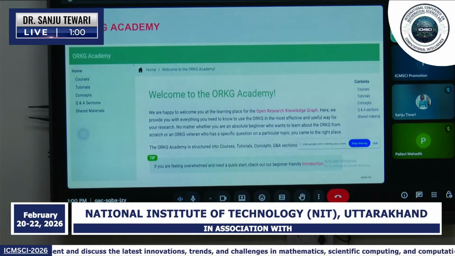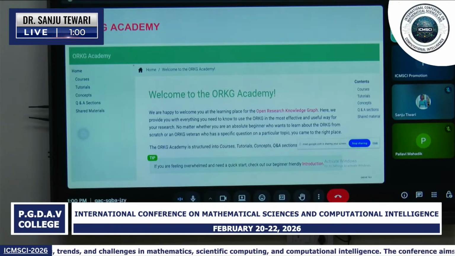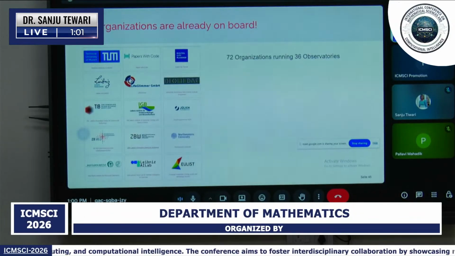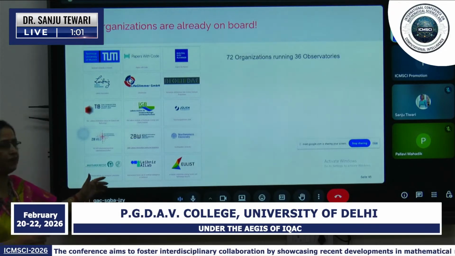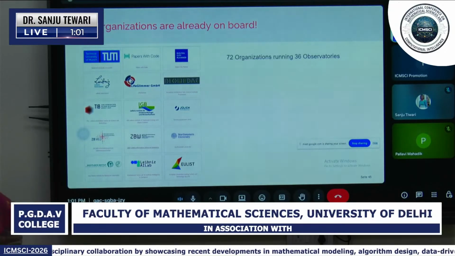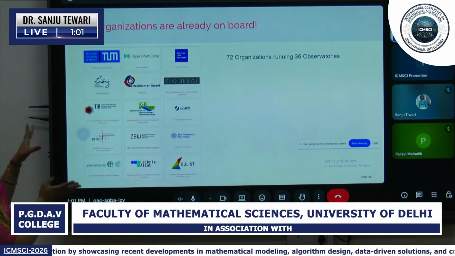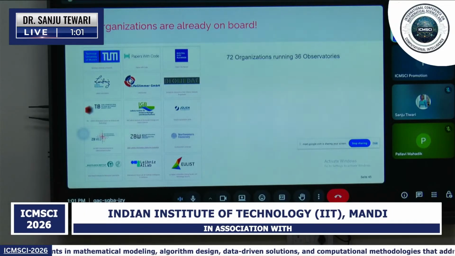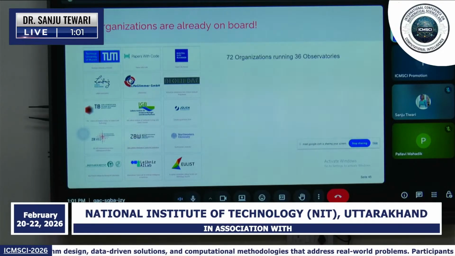And this is ORKG Academy, where you can get all the information about the ORKG. These are the observatories from different countries. They have created their own specific ones, like the biodiversity and food ones I showed. So every country or organization has created its own observatory for a particular domain. You can see that there are 72 organizations and 36 observatories here.